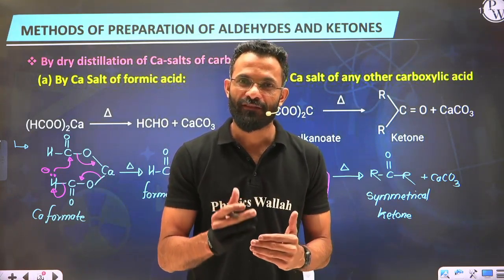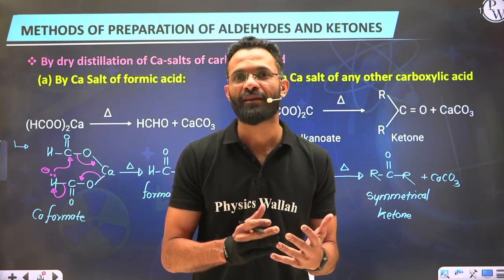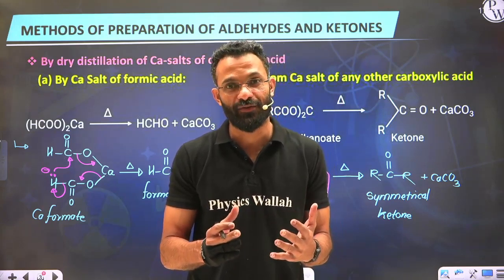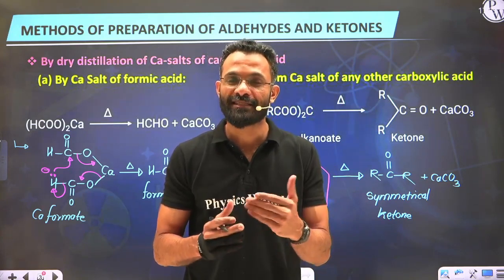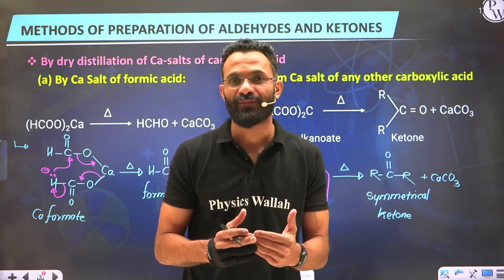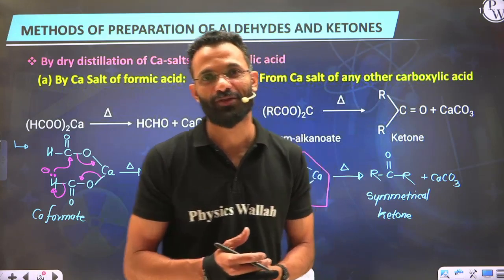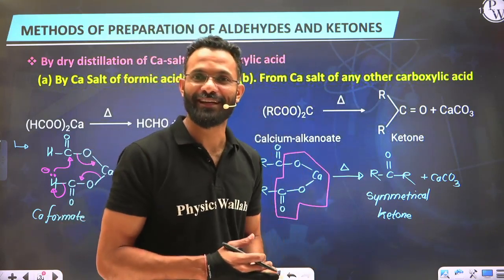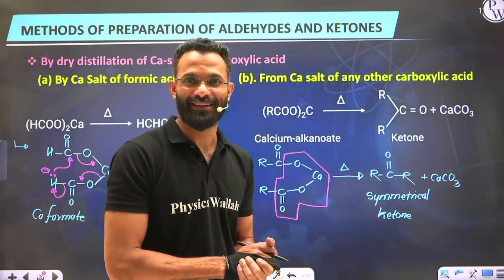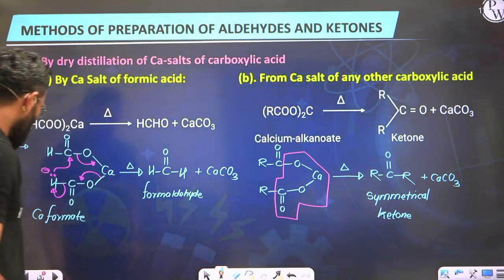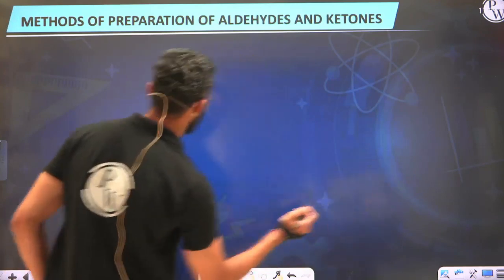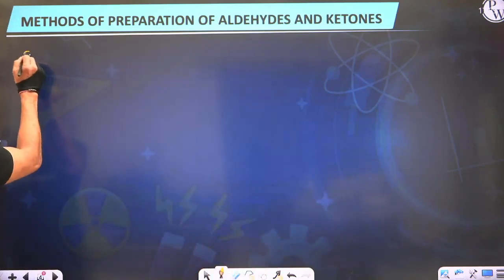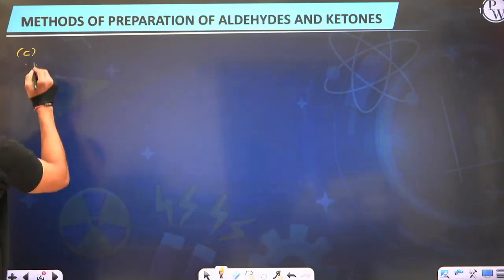But what if we are aiming to prepare unsymmetrical aldehyde or unsymmetrical ketone? Can we use this method? And even if we use this method, is that going to be an efficient method for the preparation of those kinds of unsymmetrical aldehydes or ketones? Let's have a look at that. So now let's assume we are willing to prepare unsymmetrical aldehydes.